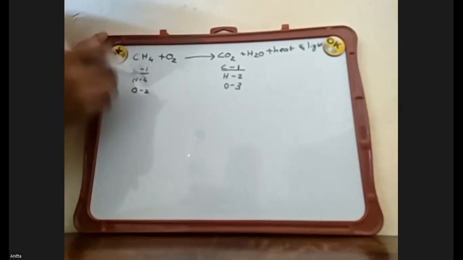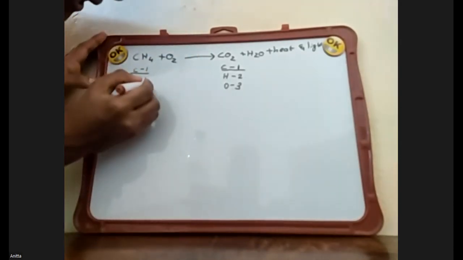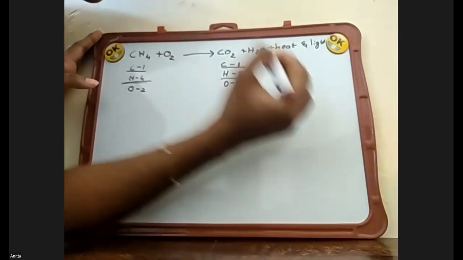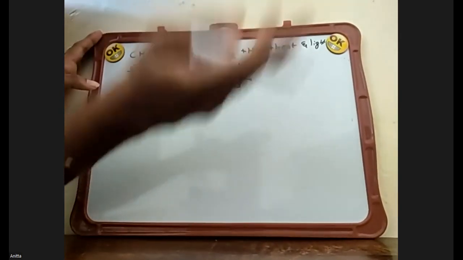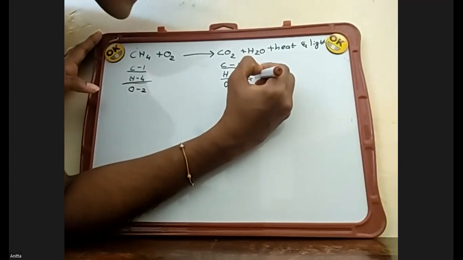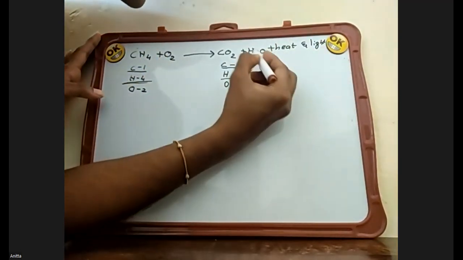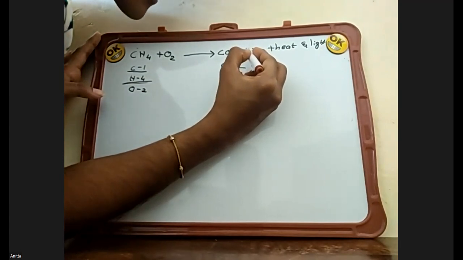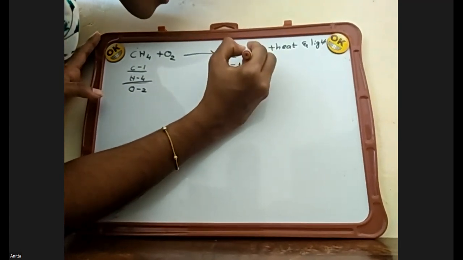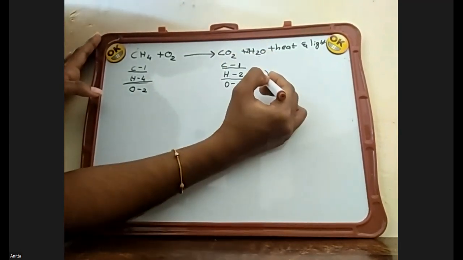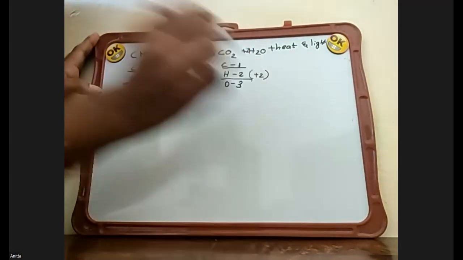Next we check hydrogen on both sides. Here hydrogen is 4 and on this side hydrogen is 2. So how many less hydrogen on this side? 2 hydrogen less. So we add 2 hydrogen on this side. So we write 2 in front of H2O. 2 into 2, 4. So hydrogen on both sides is balanced.